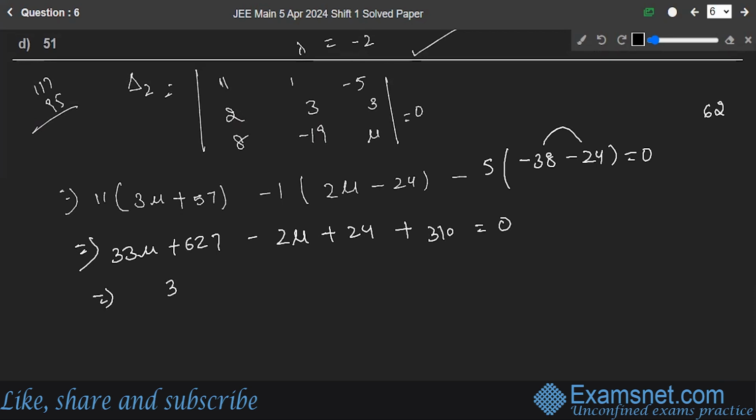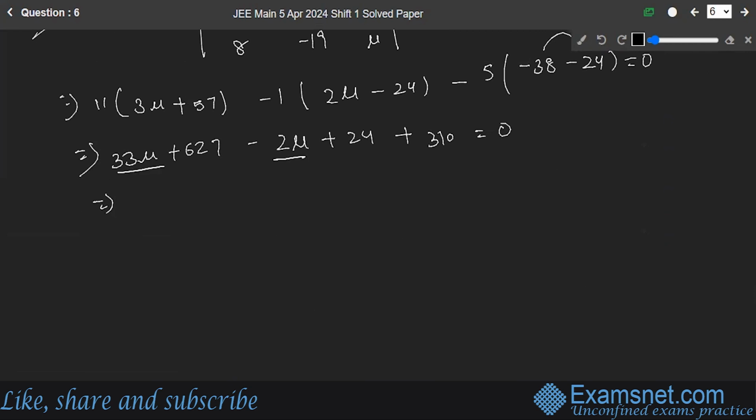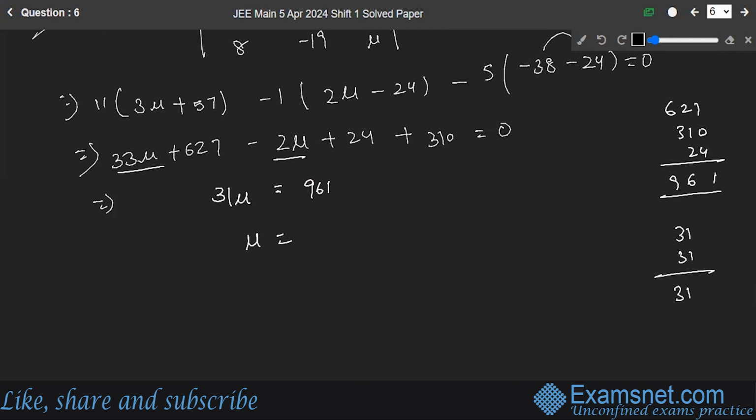This gives me 33 mu, no, 31 mu. This and this will give me 31 mu is equal to 961. So this is the one. Or mu will be equal to, this is the square of 31, I think, right? Let's check. Yes, this is the square of 31. So mu is equal to minus 31.